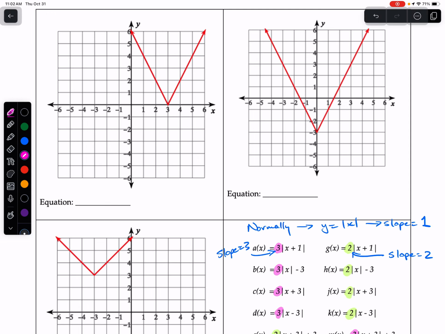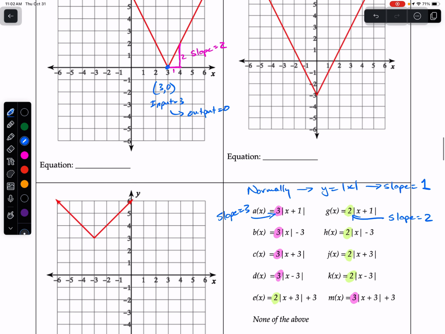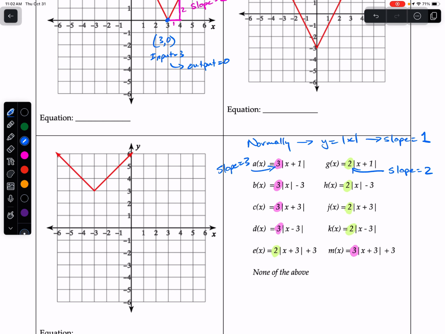So first thing I notice about this one here is over 1 up 2, I have a slope of 2. And then I also know that this point down here is at 3, 0. So when I put in an input of 3, I need to get an output of 0. So do I see that somewhere? Look, here's what I see here. 3 minus 3 is 0. So that's 3 times 0, which is 0. So that seems to work.